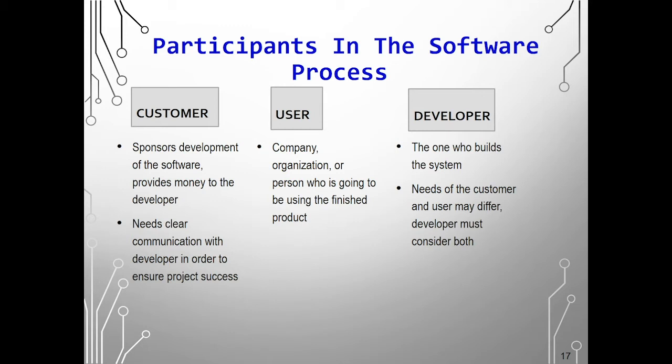The three participants in the software process are the customer, the user, and the developer. The customer sponsors development of the software and provides money to the developer. There needs to be clear communication between the customer and the developer in order for the project to be successful. The user is the company, organization, or person who is going to be actually using the finished product. And the developer is the one who builds the system. Since the needs of the customer and the user may differ, it's the developer's job to consider both of them.